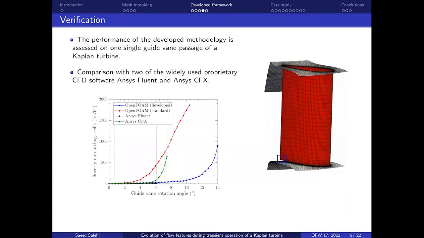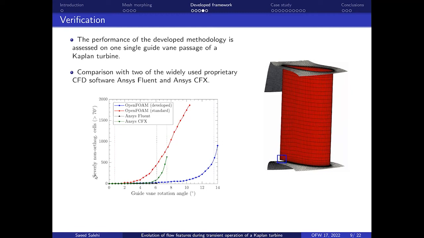We tested this new framework that we developed, and we compared it with two well-known commercial softwares, namely Fluent and CFX, and we showed that this framework outperformed these two solvers significantly. This is a simple case, just one single guide vane of a Kaplan turbine, but the surfaces are highly curved. The upper and lower surfaces are highly curved, and we have a hub clearance here, and you can also see a clearance between the lower surface and the blade. This curvature and the clearance make this a very tricky problem.